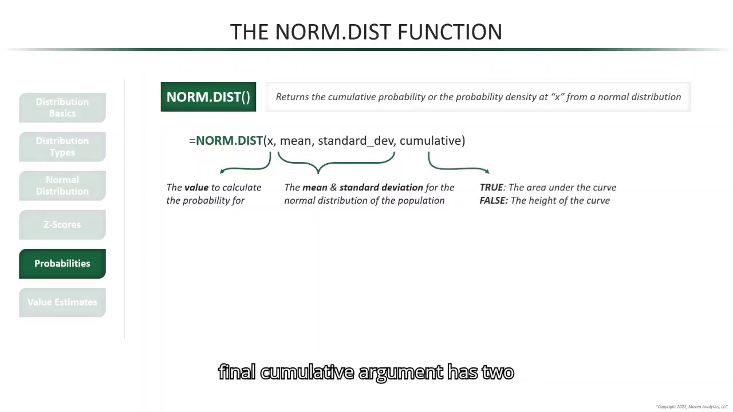And the final cumulative argument has 2 options. If you select true, it returns the area under the curve from negative infinity up to that x value, which as we now know is the cumulative probability.